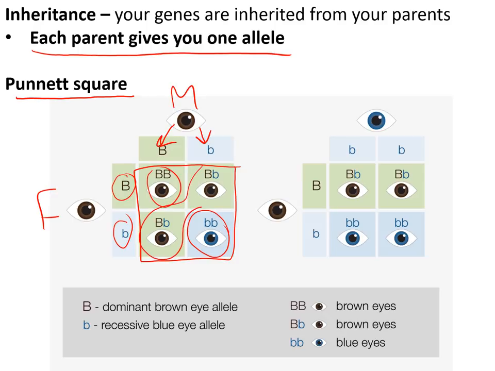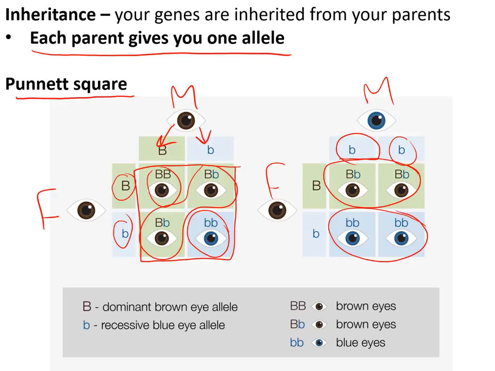For a different couple now, this is a male who is homozygous recessive, two lowercase b's, and again the same female, so she's heterozygous. Now we've got a different combination of possibilities. So half of them are going to be heterozygous, and half of them are going to be homozygous recessive, which means half of them are likely to have blue eyes. This only shows probability, not what will definitely happen.